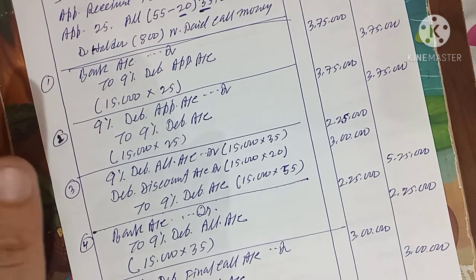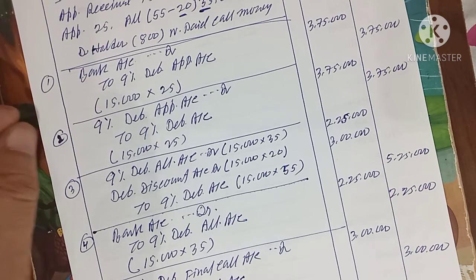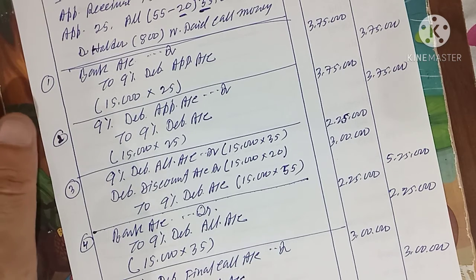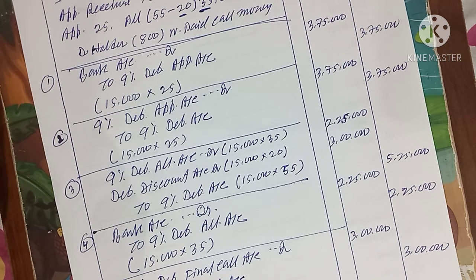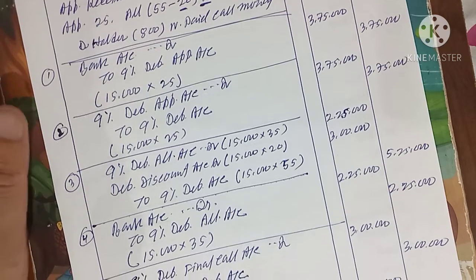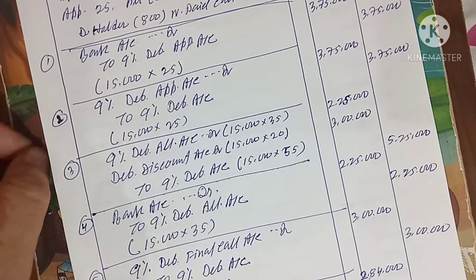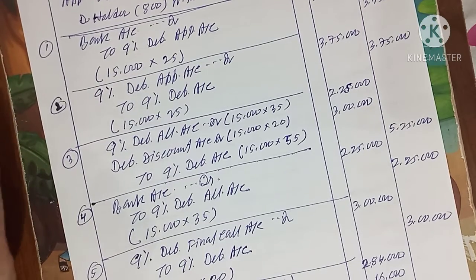How to remember: the way I told you, premium is credit, discount is debit. These two will come when you pass the calling entry. Premium and discount are over, and calls in arrear is always debit, but it will come when you pass the receiving entry.